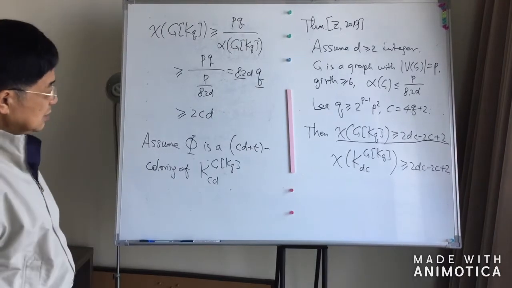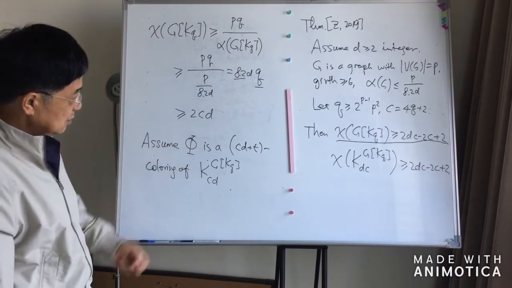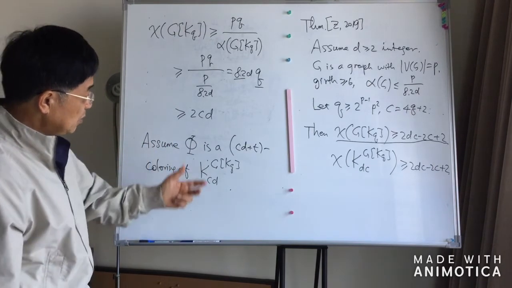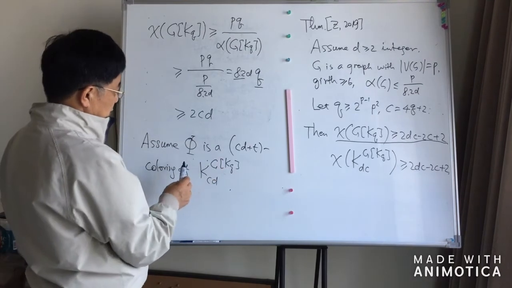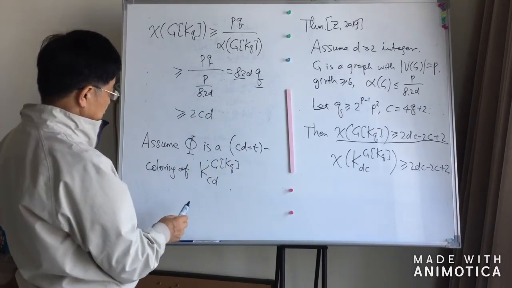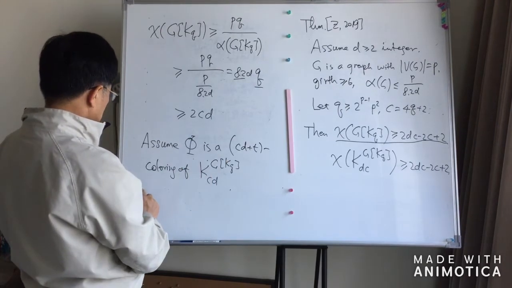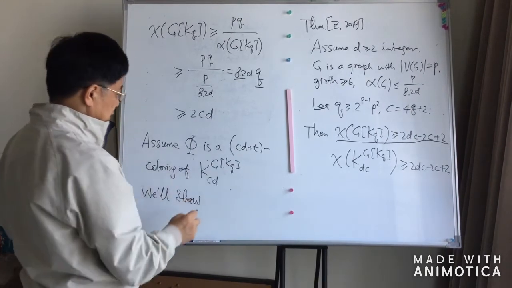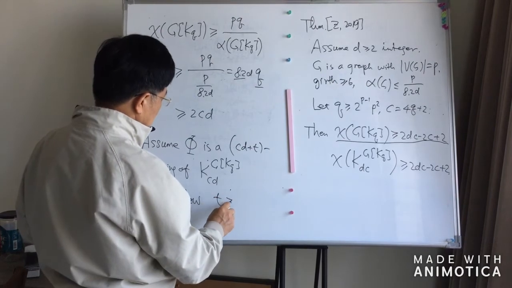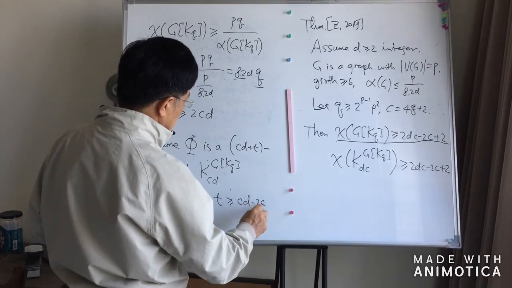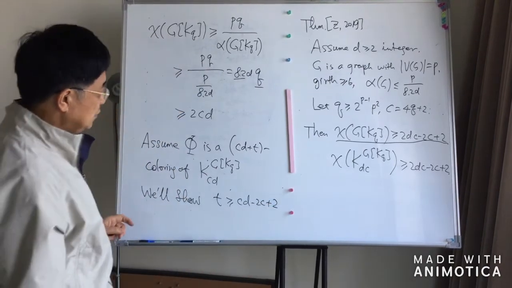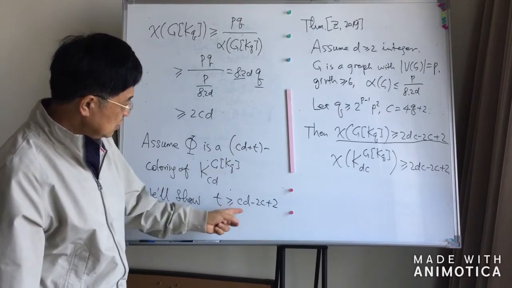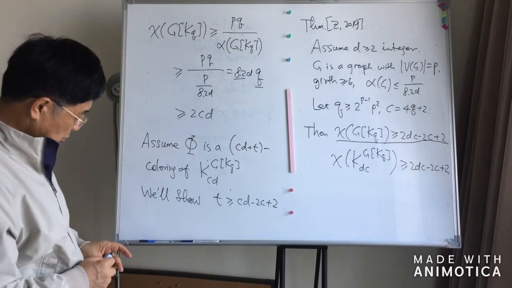So phi is a proper coloring. It needs at least CD colors, but maybe more. So assume that phi is a CD plus T coloring of this graph. We will show that T has to be big. We will show that if you have such a proper coloring, then T is greater or equal to CD minus 2C plus 2. If we have proved this, then the chromatic number is at least CD plus CD, which is 2CD minus 2C plus 2. Okay, so that's what we're going to do.